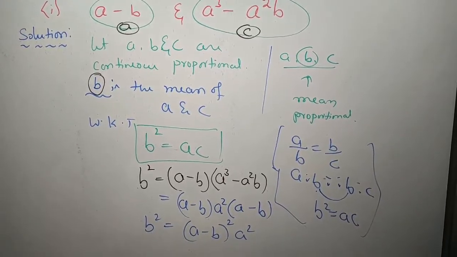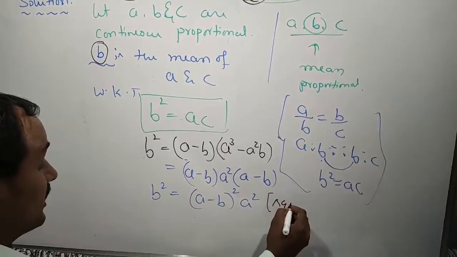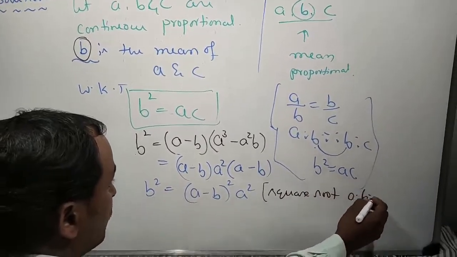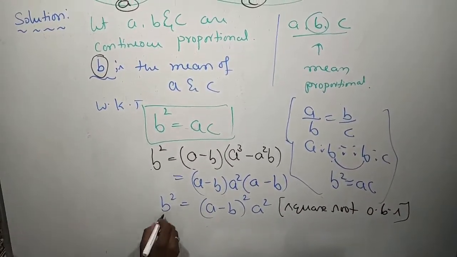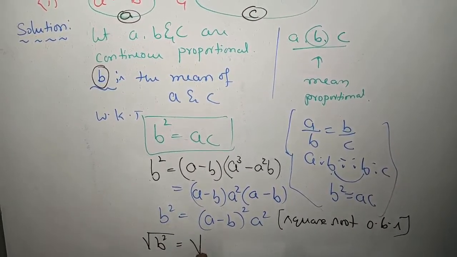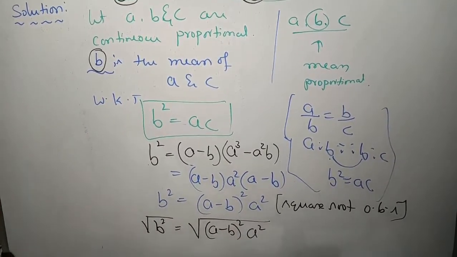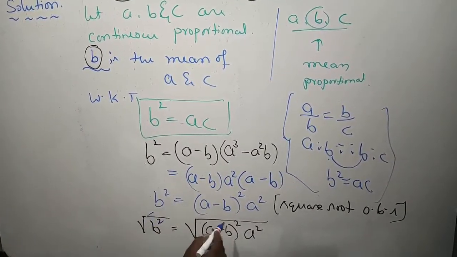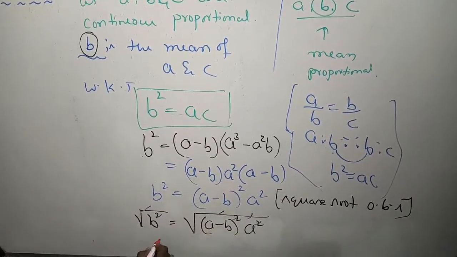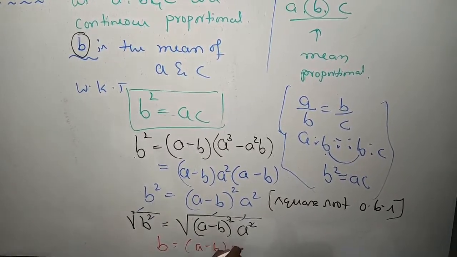Now we are doing squaring on both sides. Sorry, not squaring, square root on both sides, children. Square root on both sides means the square root and the square will cancel. Here also square root of A minus B whole square into A square. Children, you know, this square cancels, this square cancels, this square cancels. The last answer: B is equal to A minus B into A is the answer.